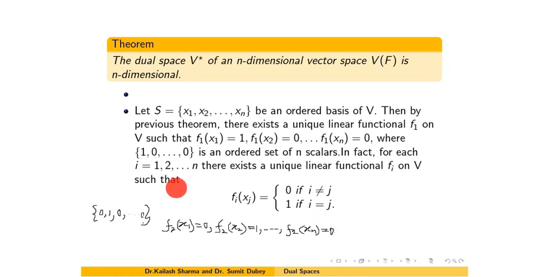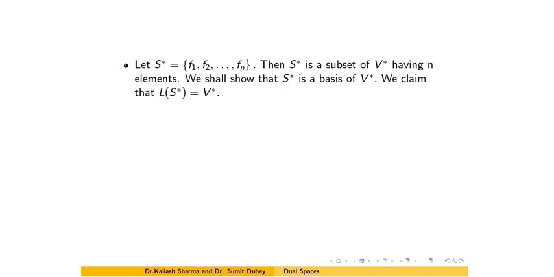For example, if this ordered set is (0, 1, 0, so on up to 0), then we get a linear functional f2 on V such that f2(x1) = 0, f2(x2) = 1, so on up to f2(xn) = 0. Let S* be the set containing linear functionals f1, f2, so on up to fn.